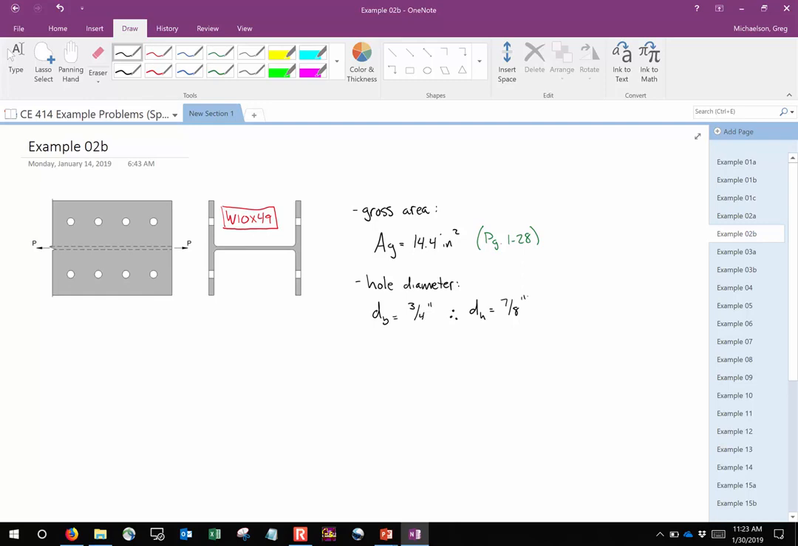Okay, so how do we compute the area of that hole? The diameter times the thickness. So what is the thickness? 0.56. Now, why are you using that one? I want to hear it.